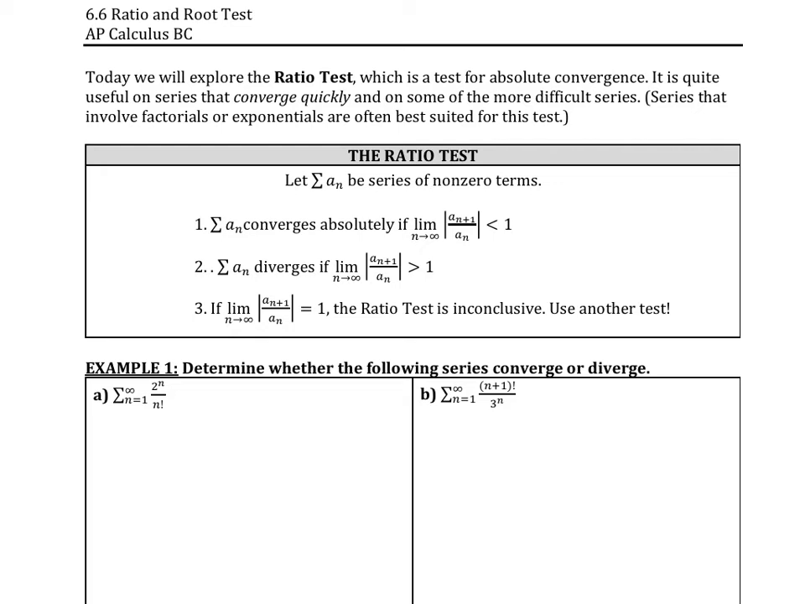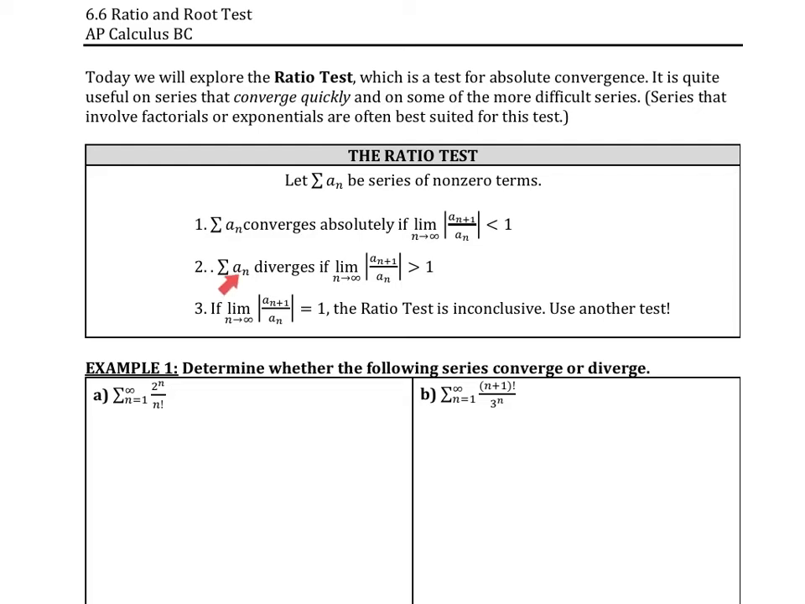And here's what the ratio test says. It says that if we have a series of non-zero terms, the series will converge absolutely if the limit as n approaches infinity of the absolute value of any term and the term before it, or any term and the term after it, if you want to go backwards the other way. So a sub n would be any term, and the term after it would be a sub n plus 1. If that value is less than 1, then that series converges absolutely.